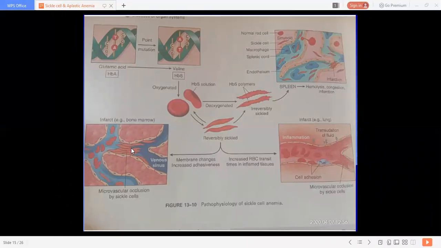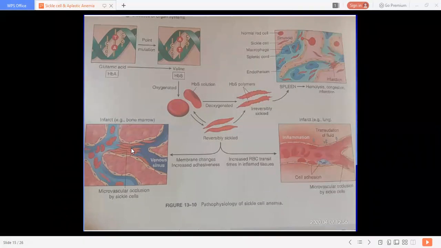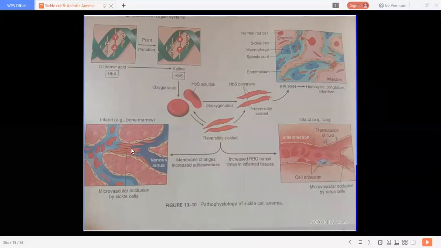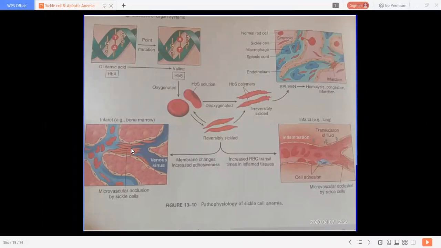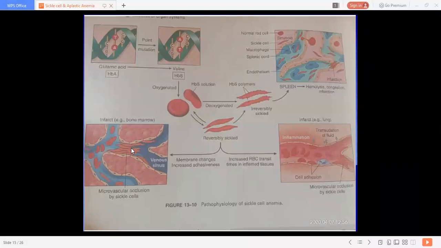Icterus is the second factor of hemolysis. First is anemia, second one is icterus. This icterus will give rise to cholelithiasis, that is pigmentation due to pigmented collection of the pigmented gallstone. This part we discussed yesterday. So cholelithiasis. So these all things, they are related with increased mechanical fragility.